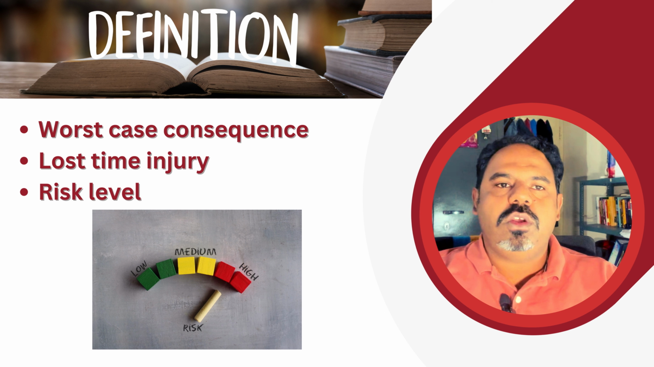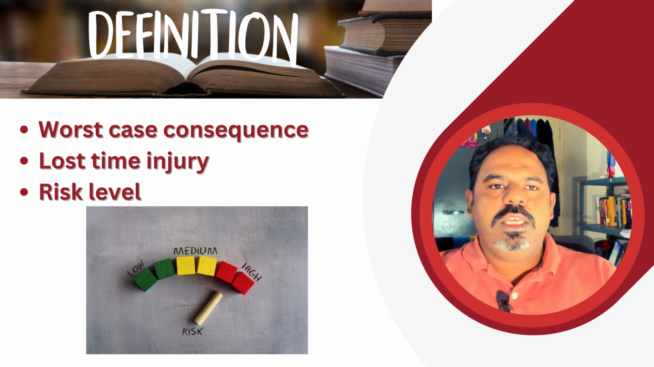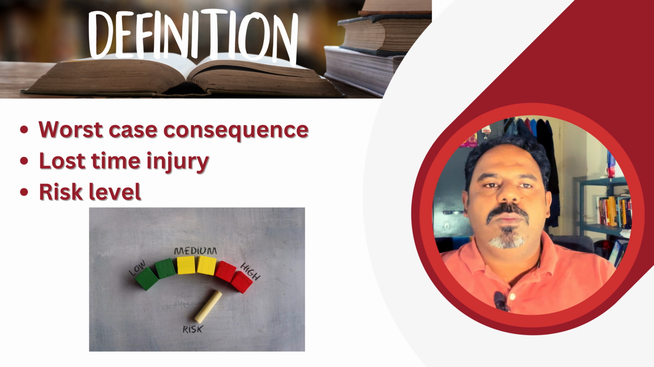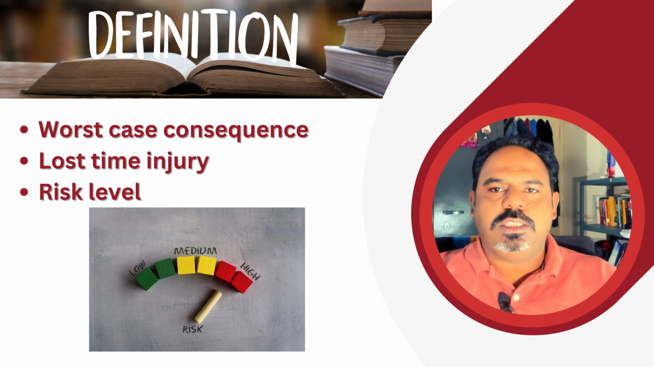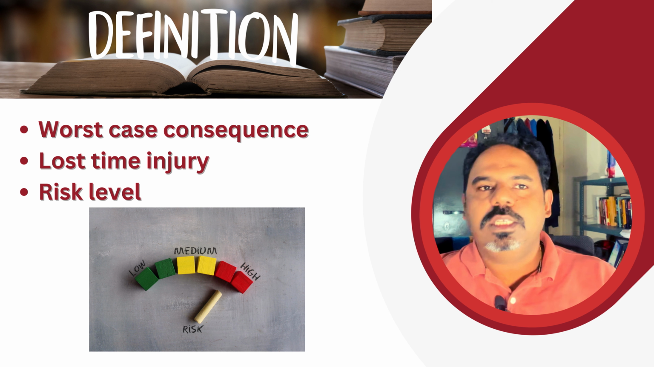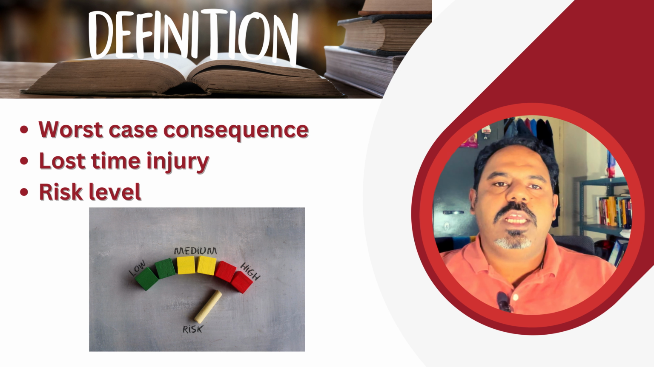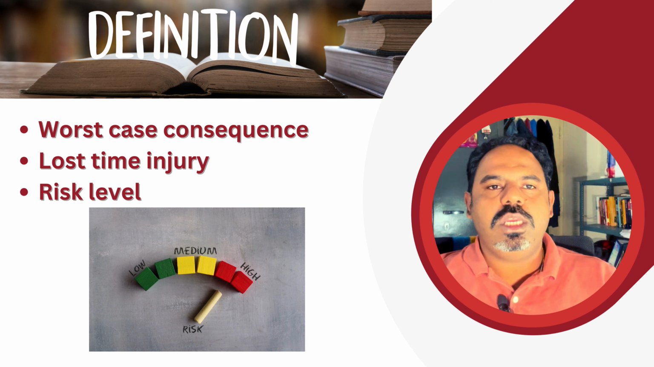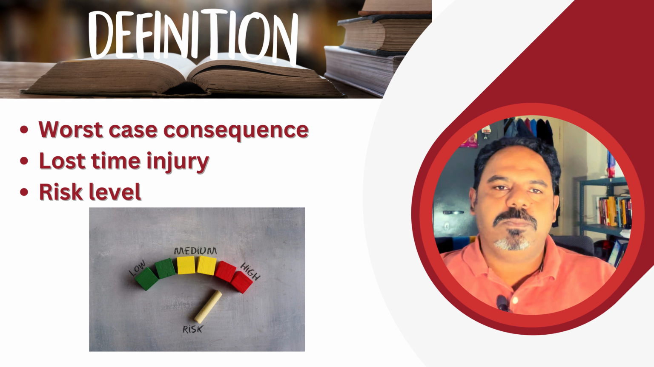Now we have the definition of worst case consequence. It is a conservative high estimate of the consequence of the most severe accident occurred for a particular hazard. Accident: it is an unplanned event that has resulted in injury or ill health. Then we have the definition of lost time injury: bodily injury by reason of which the person injured is prevented from working for a period of 48 hours or more immediately following the accident.